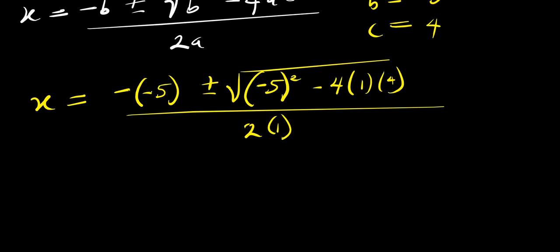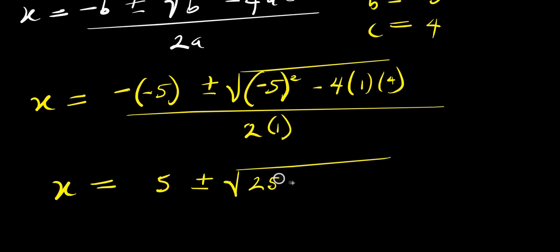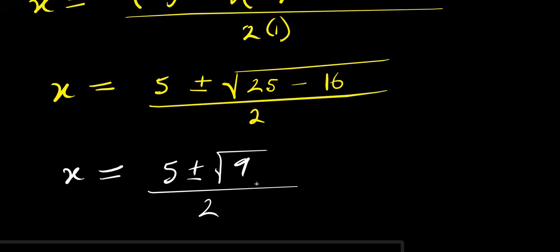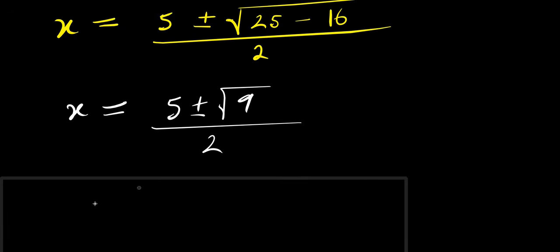So from here, x equals 5 plus or minus square root of 25 minus 16, divided by 2. So from here, x equals 5 plus or minus square root of 25 minus 16. This is 9, divided by 2. From here, x equals 5 plus or minus square root of 9, which is 3, divided by 2.